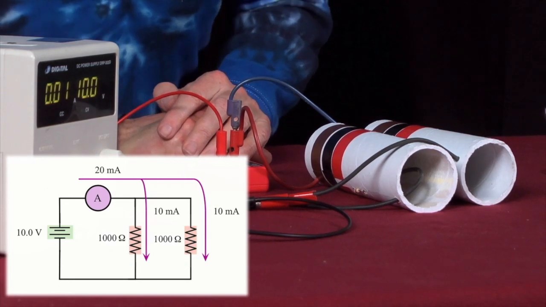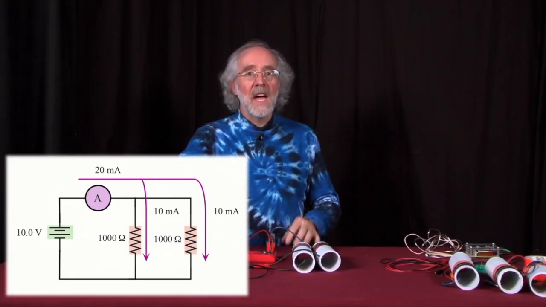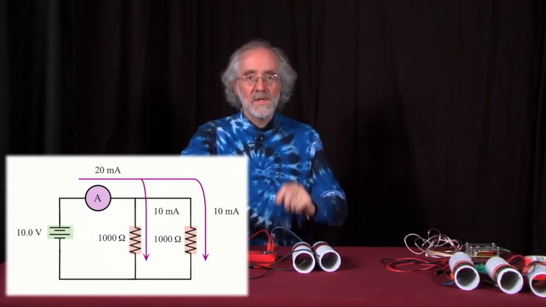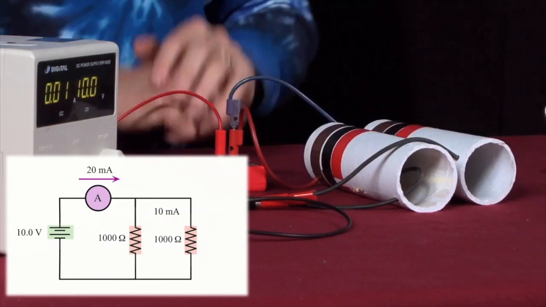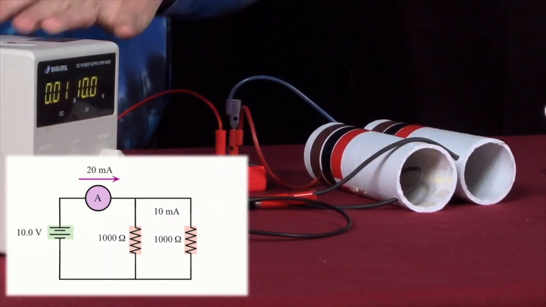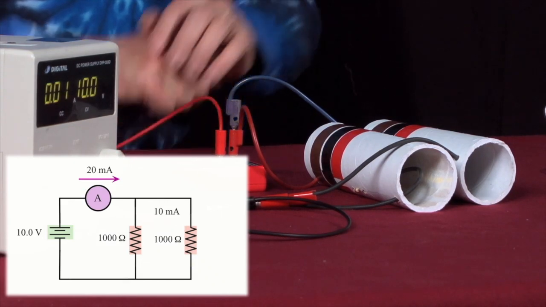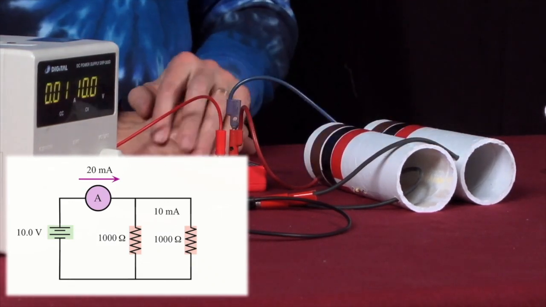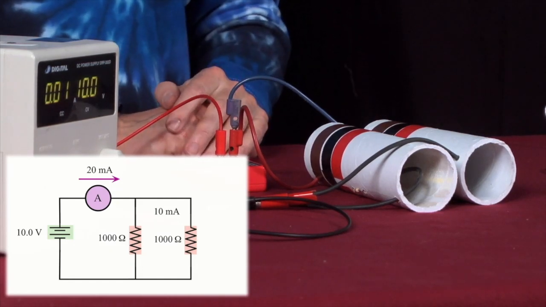So now think about this. The meter is measuring 20 milliamps in the circuit. The power supply is putting out 10 volts. So from the point of view of the power supply, what is the effective resistance of this circuit? 10 volts, 20 milliamps. What is the effective resistance of the circuit? These things look like a single resistance to the power supply. And what is that resistance? We'll give you some choices.